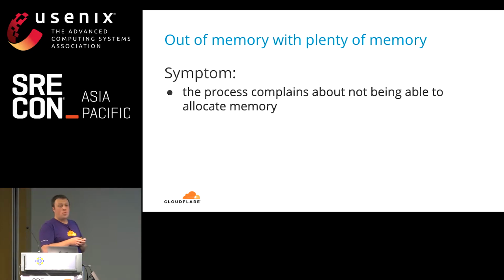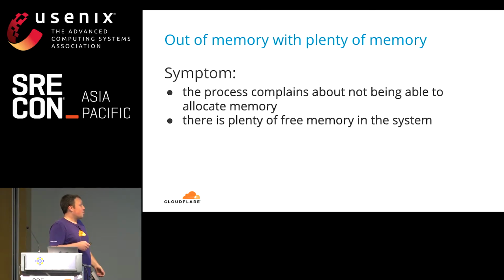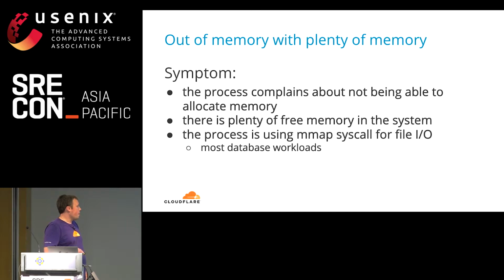The first problem you may encounter is when you start your process, it complains about not being able to allocate memory. We have a huge selection of memory management topics now, and it can have many implications, but it's much simpler in this case. When you check, there is a lot of free memory in the system. There is no pressure and everything is fine. And most likely, your process uses the mmap syscall for I/O.